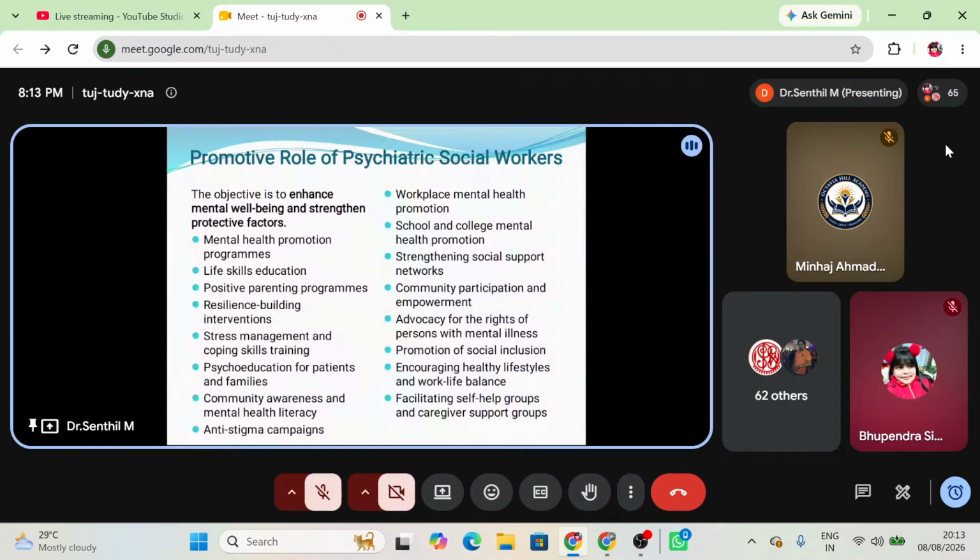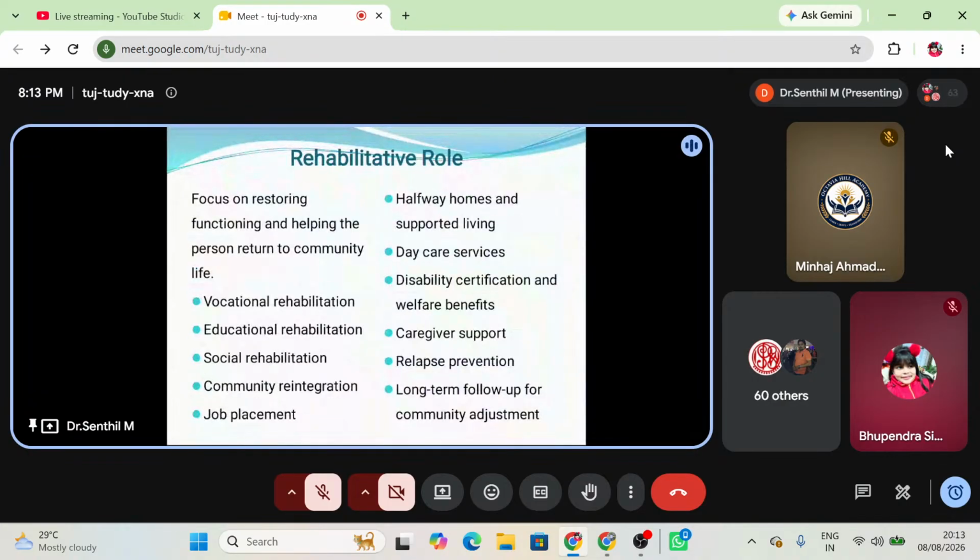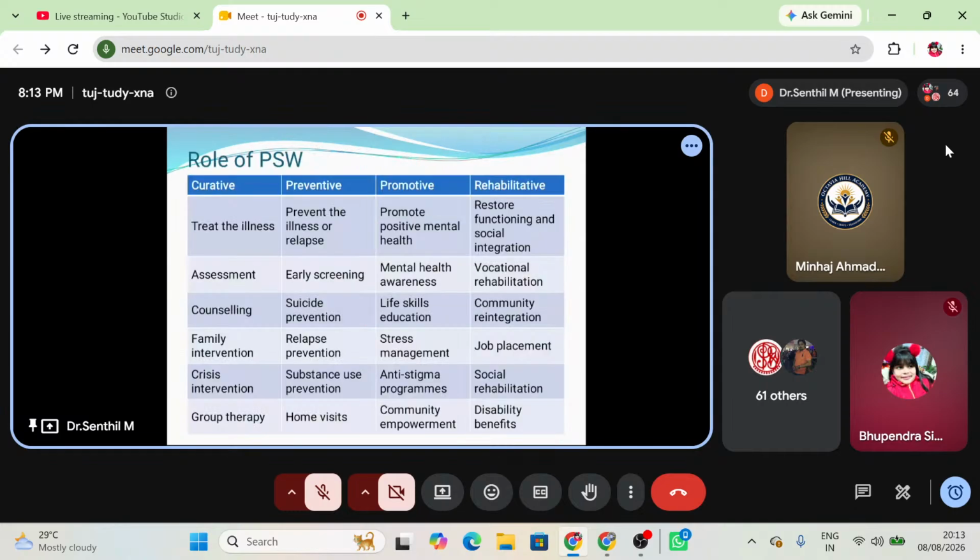The promotive role, like I have explained, is to work with positive mental health, where we improve the person's resilience and self-esteem. Those things come under the promotive role. Rehabilitation, I have already explained. This is a very simple and quick look at the differentiation: curative, preventive, promotive, and rehabilitative.